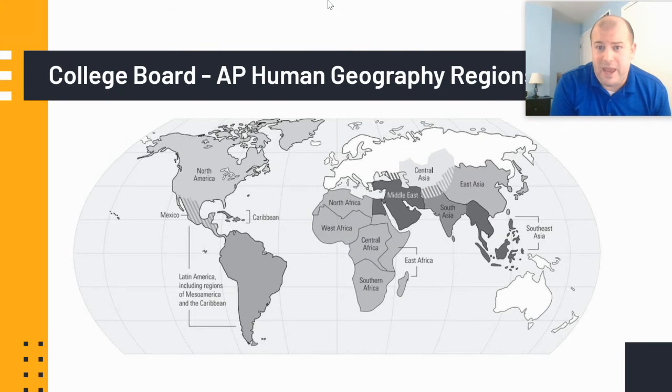Now, this map is how the AP College Board defines global regions, and this is a must-know map. From this day forward, I want you to take 10 minutes every day, stare at this map, and absorb it into your mind. Eventually, you also need to identify key countries in each of these global regions. For example, how China is in East Asia while India is in South Asia.